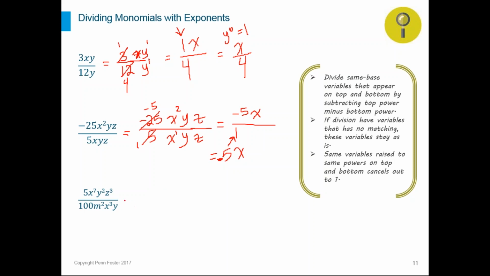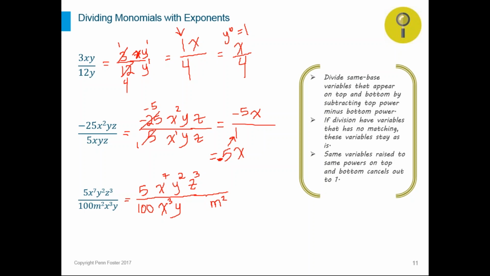Let's go to the third example. Rewrite just to organize everything if it's not organized. So a 5 and we have 100 on the bottom. We have an x to the 7th power and we have x to the 3rd power on the bottom. We have a y to the 2nd power on the top and we have a y on the bottom. We have a z to the 3rd power and we don't have a z on the bottom. Okay, but we have an m to the 2nd power on the bottom.